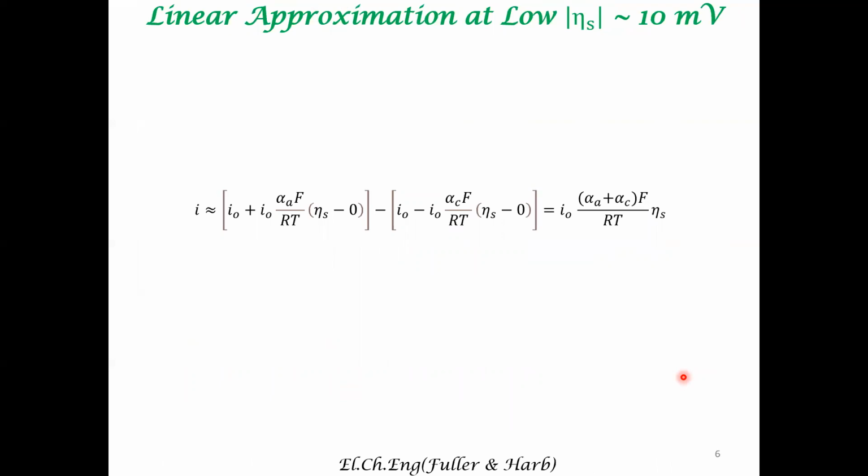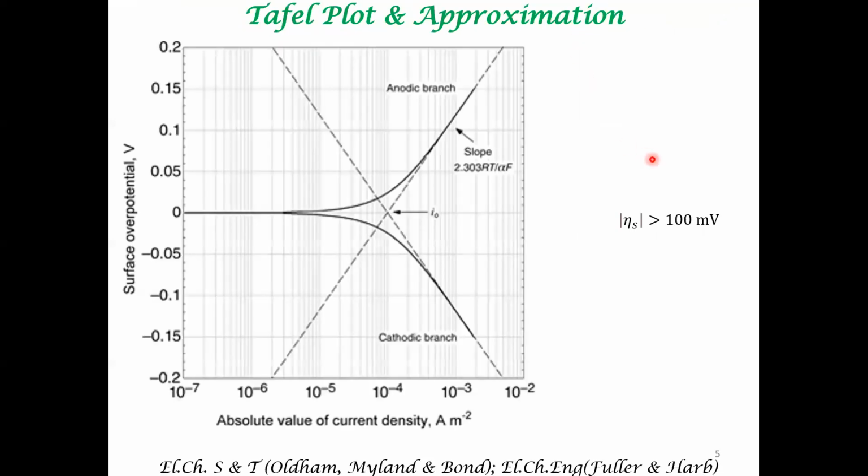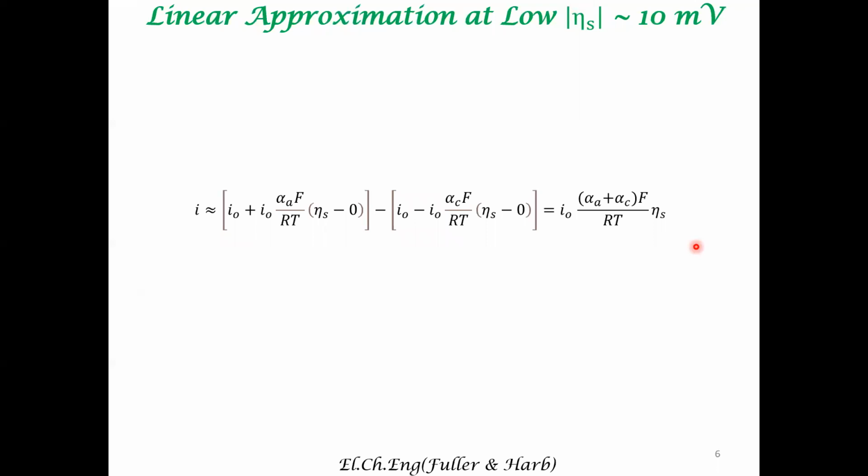There is another approximation which is also valid, which is also useful. This is used in the regime when the absolute magnitude of the overpotential is quite small. Just to contrast, when we say the overpotential is large, we are talking about this magnitude. And when we say the overpotential is small, we are talking about this magnitude.